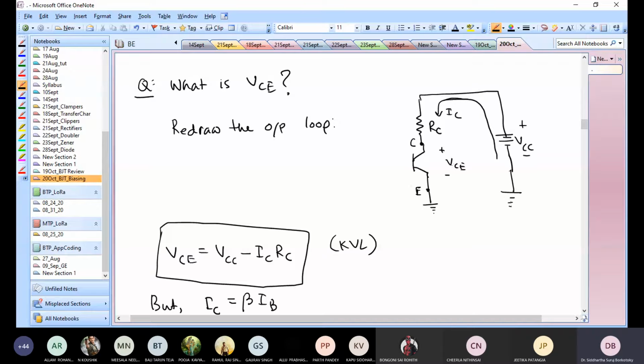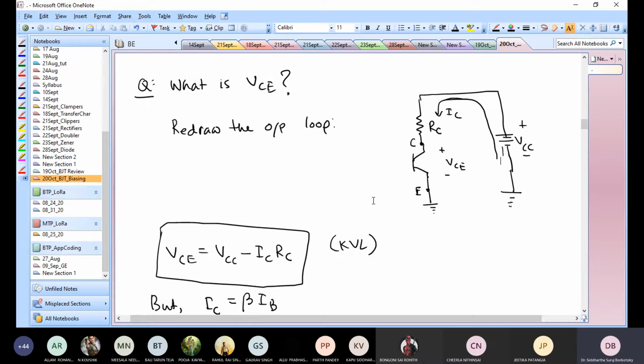So it's just KVL being applied, or you can think of it as VCE is this VCC voltage here until this point, and suddenly there is a voltage drop due to this RC. What is that voltage drop? That voltage drop is IC times RC. So you could write it down as VCE is equal to VCC minus IC RC.